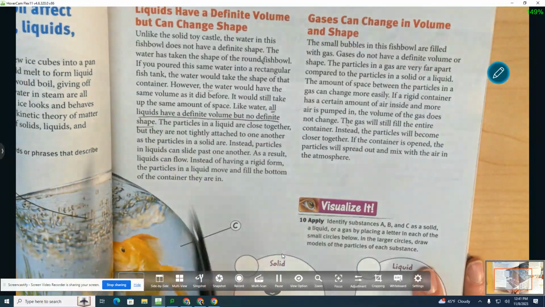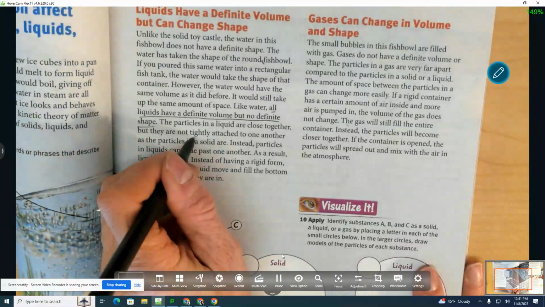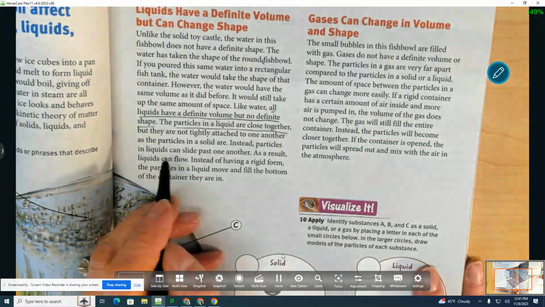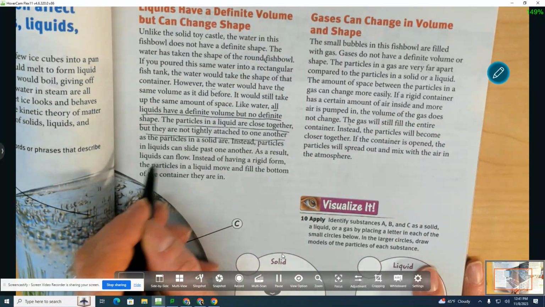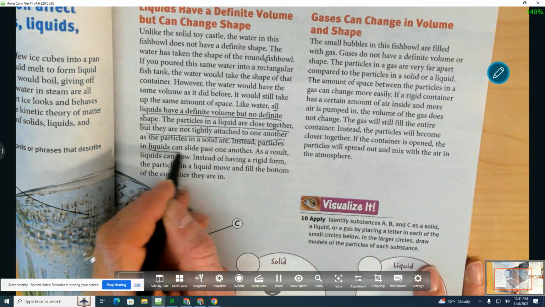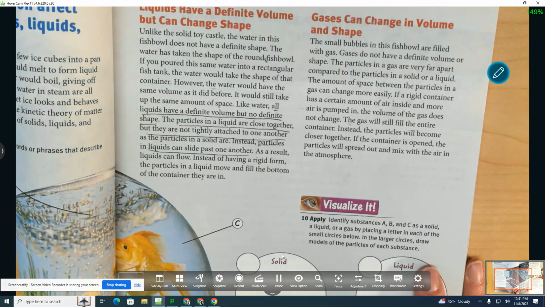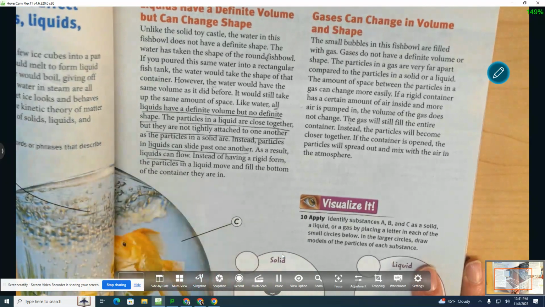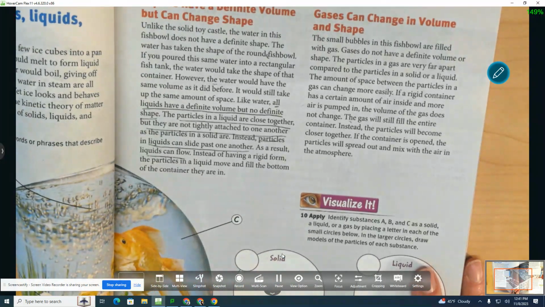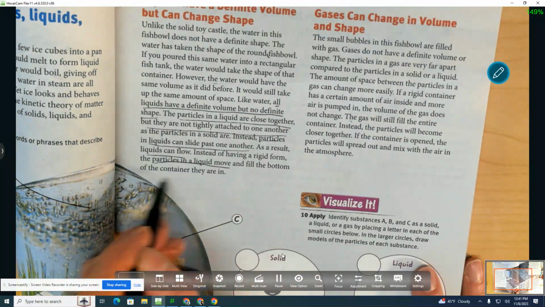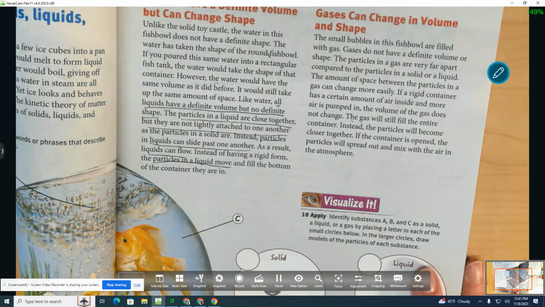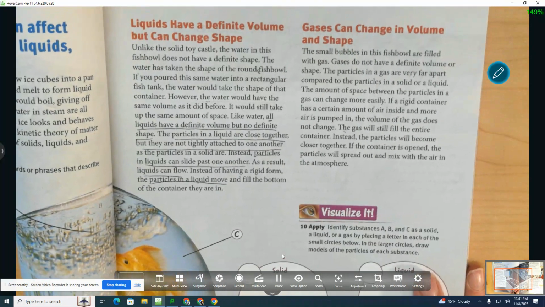The particles in a liquid are close together, but they are not tightly attached to one another. Instead, particles in a liquid can slide past one another. As a result, liquids can flow. Instead of having a rigid form, the particles in a liquid move and fill the bottom of the container they are in. Gases can change in volume and shape.